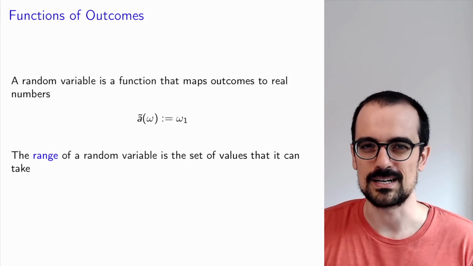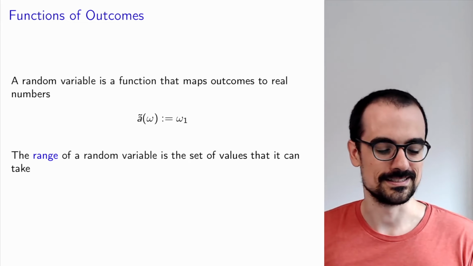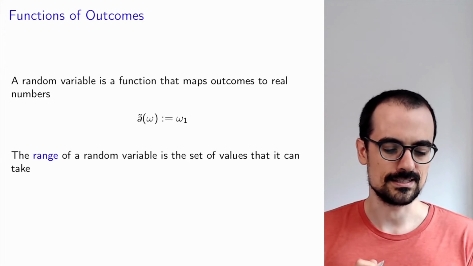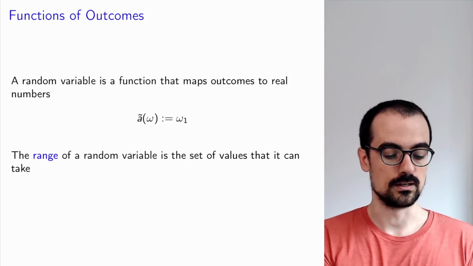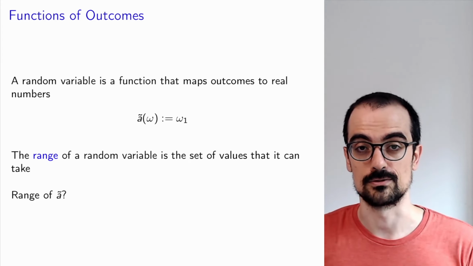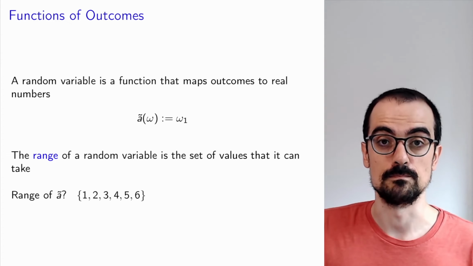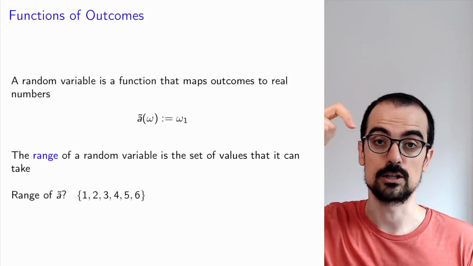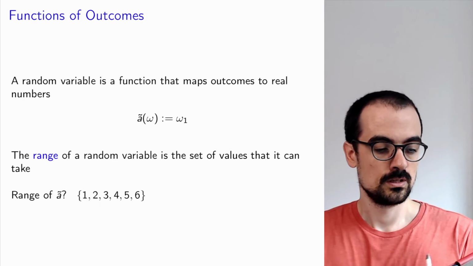Because these are the possible values that the random variable can take. Why are we calling this the range? That's the reason. It's this mathematical reason, but you can just think of it as the set of values that it can take. In this case, what is the range of our random variable of interest? Well, it's 1, 2, 3, 4, 5, 6, right? Because those are the possible values of the first row. Realize that those are the values that it maps to, because it extracts the first entry in this two-dimensional vector. Okay.